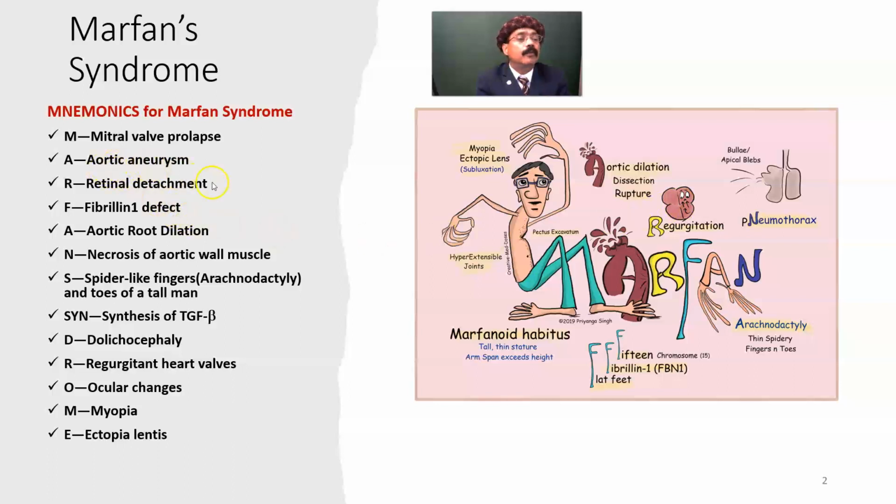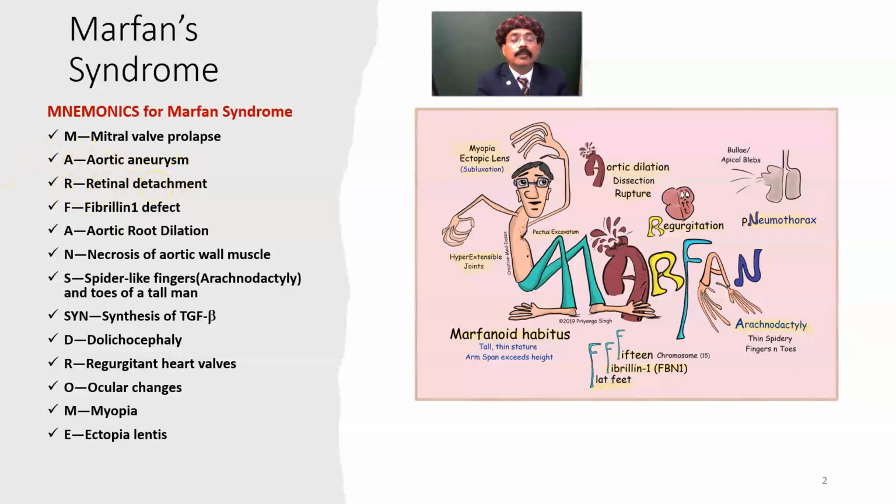A, aortic aneurysm. The aorta of the heart will be dilated. There will be dilatation of the aorta, maybe the ascending aorta, maybe the arch of the aorta, and there may even be dilatation of the descending thoracic aorta. Aneurysm means abnormal dilatation of a blood vessel. R, retinal detachment. So the retina will be detached.